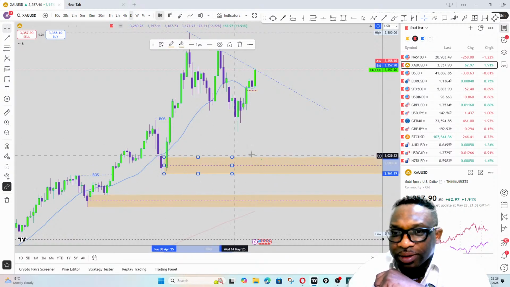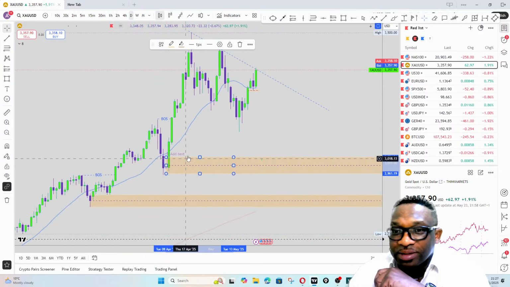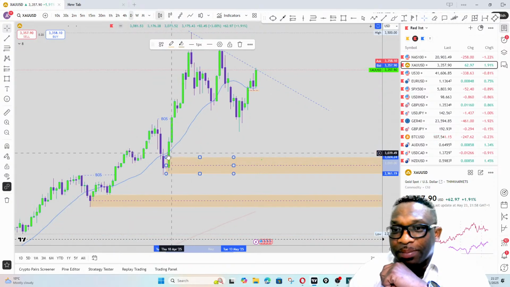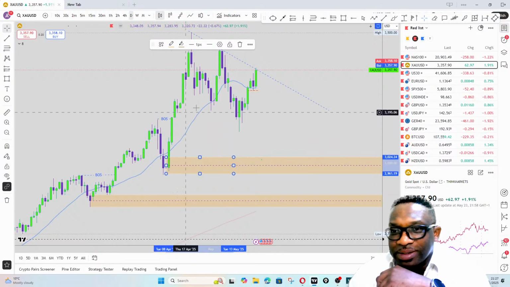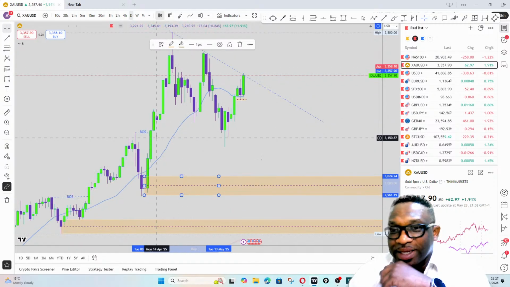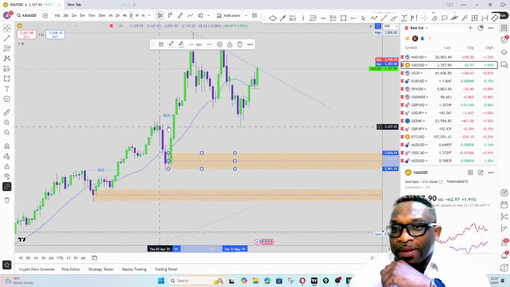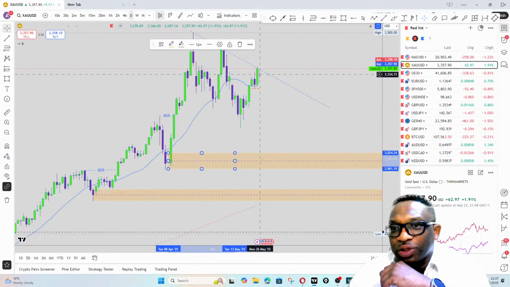And as we also looked at identifying some areas of imbalance attached to those areas of interest, we can identify these imbalances here. With what we are seeing here, you can see that we traded into the imbalance and then started pushing up again.